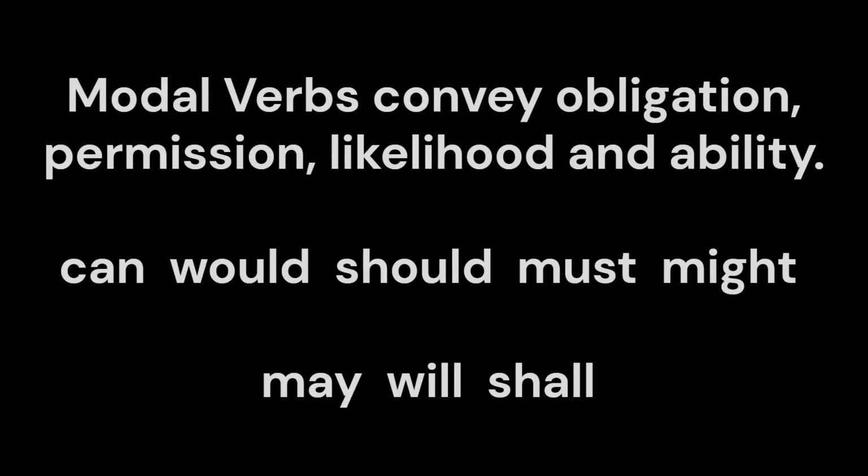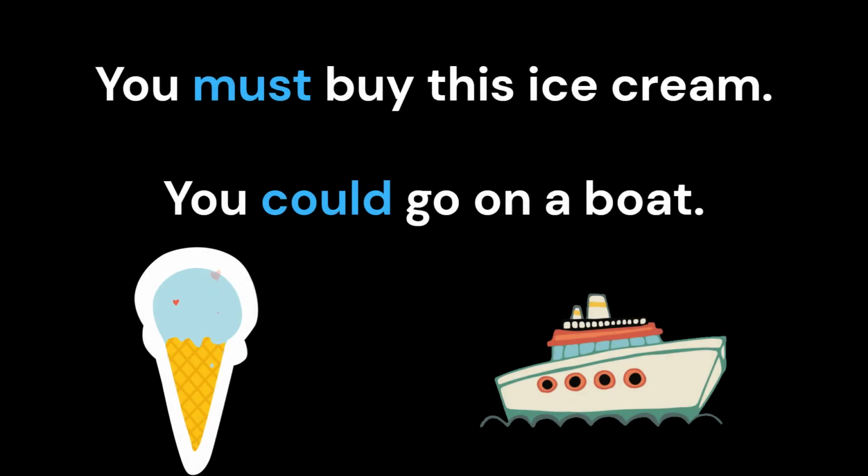So now we're going to look at modal verbs. These convey obligation, permission, likelihood and ability. For example, can, may, would, will, should, shall, must and might. These are all modal verbs. For example, in the sentence, you must buy this ice cream, must is a modal verb. And in the sentence, you could go on a boat, could is a modal verb.